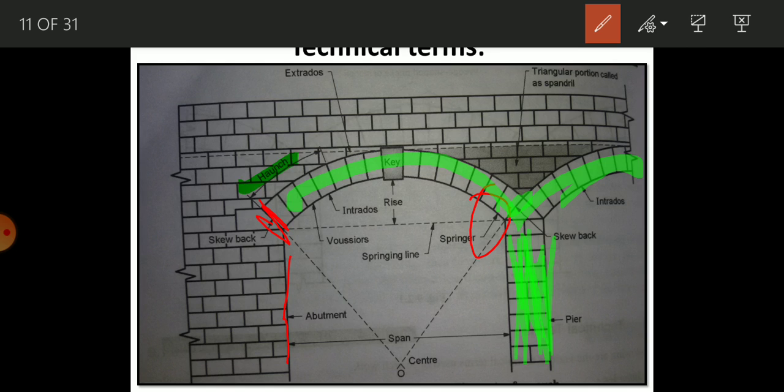Okay, the next portion is the haunch. So what is the haunch? It is the lower half portion of an arch between the crown and skewback, termed the haunch.